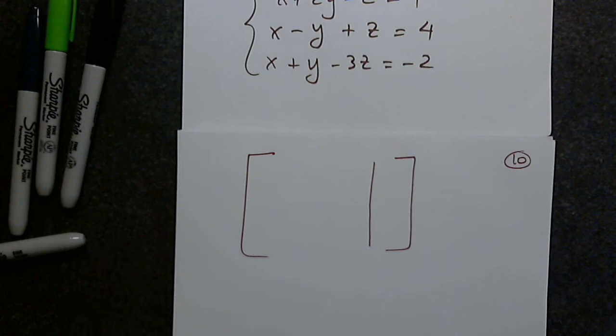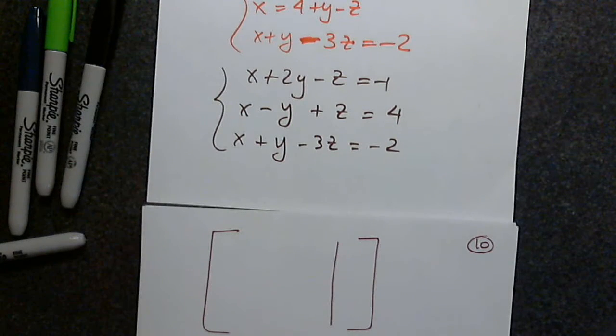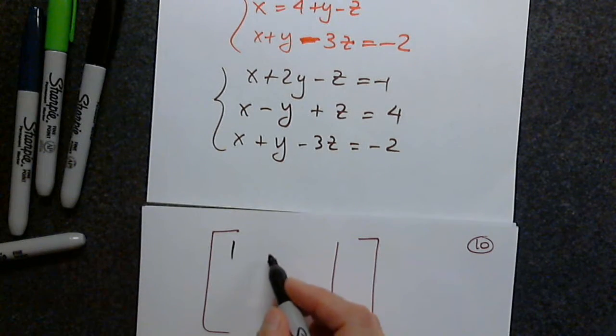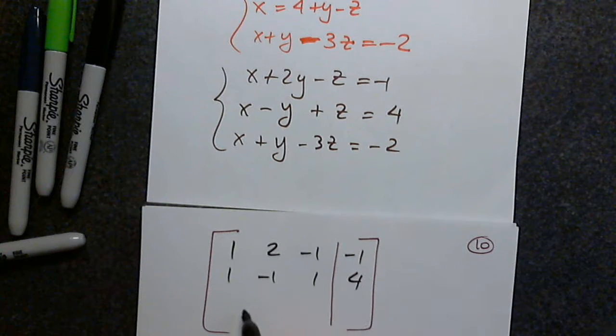Good. Can anyone dictate? Yes, of course. The rows are 1, -1, -1, -4, and -1, -1, -3, -3. Perfect.